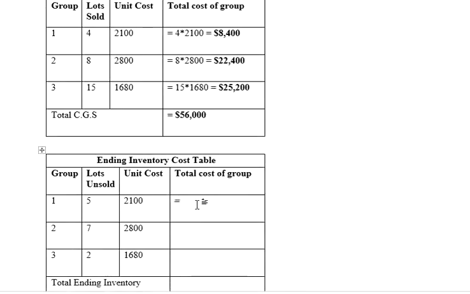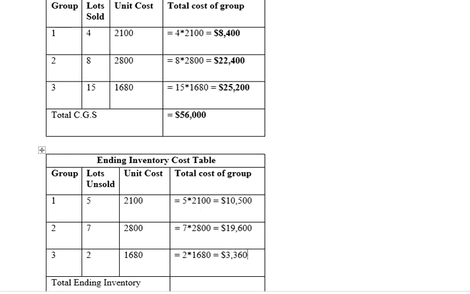So if I want to know the total of the groups, I will multiply once again quantity 5 with the unit cost, which is 2,100. So I will get 10,500 as the group total. Likewise, I'm going to multiply 7 with 2,800. So I will get a group total of 19,600. And then I will multiply 2 with 1,680. That's the unit cost of each in group 3. So we get a total of 3,360.